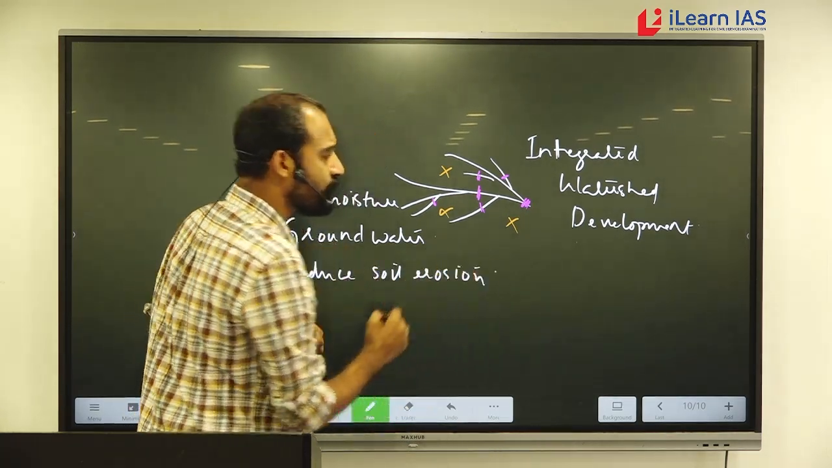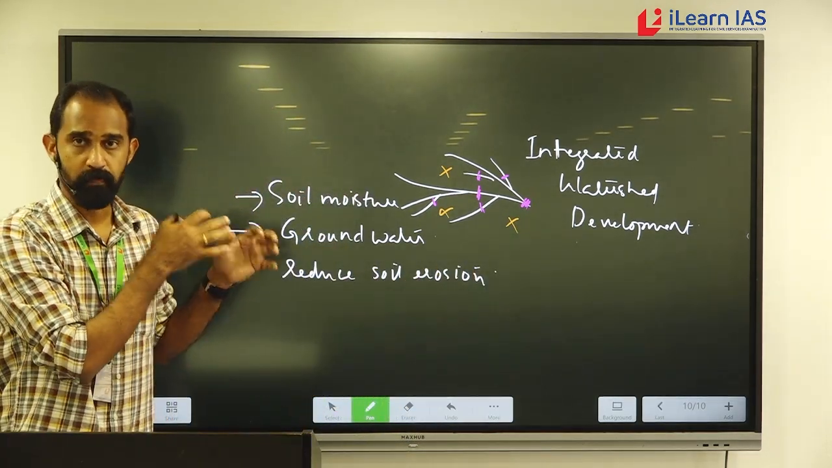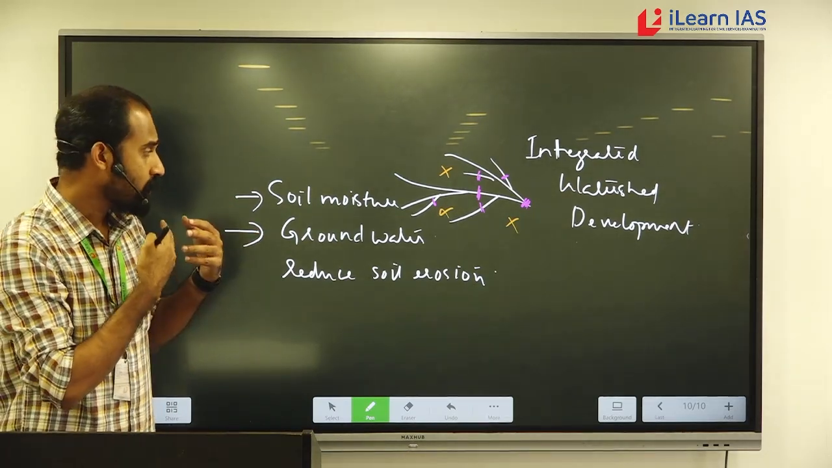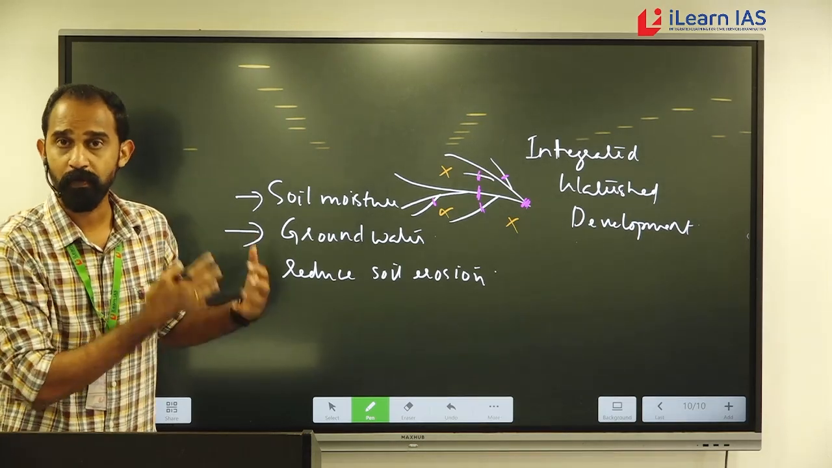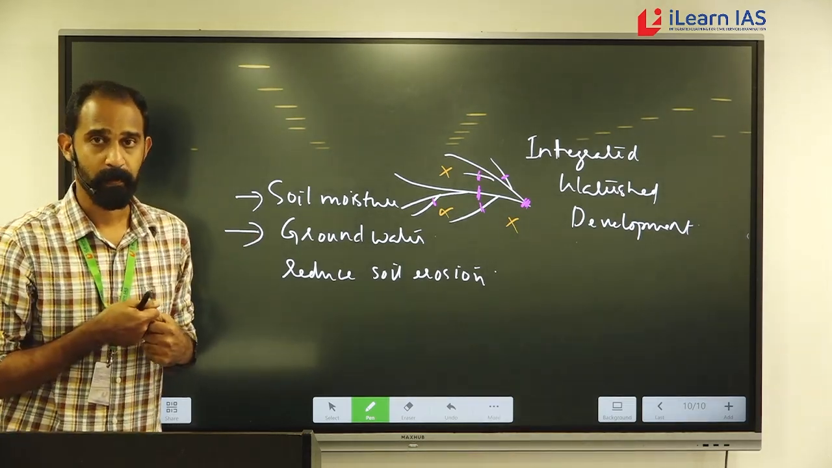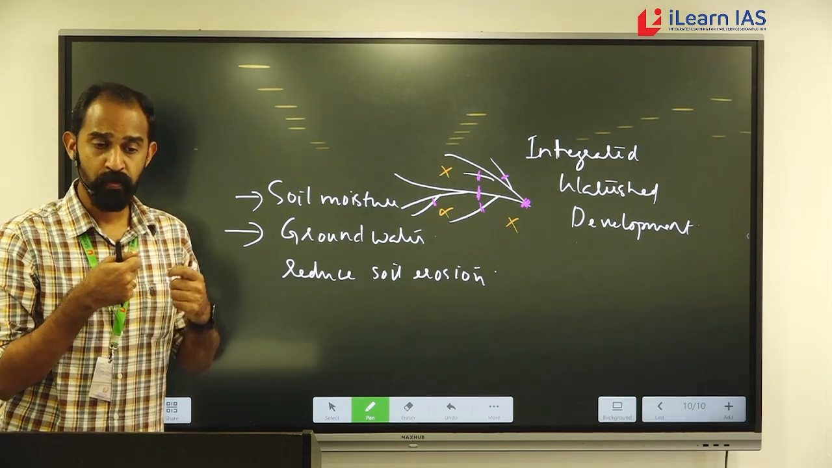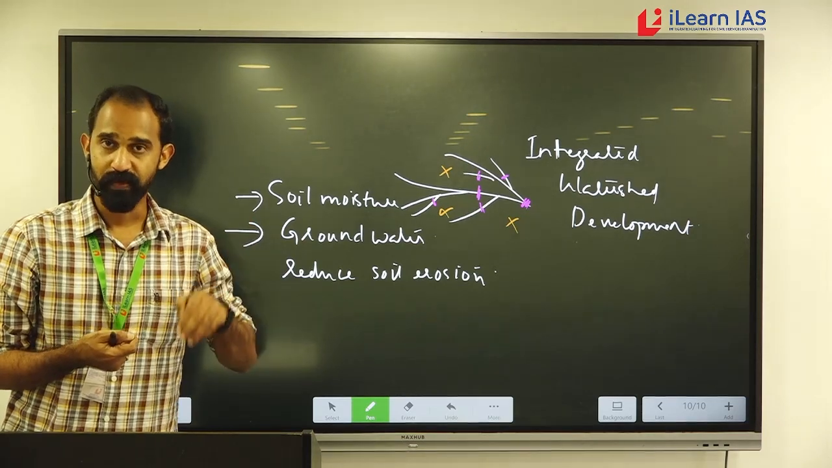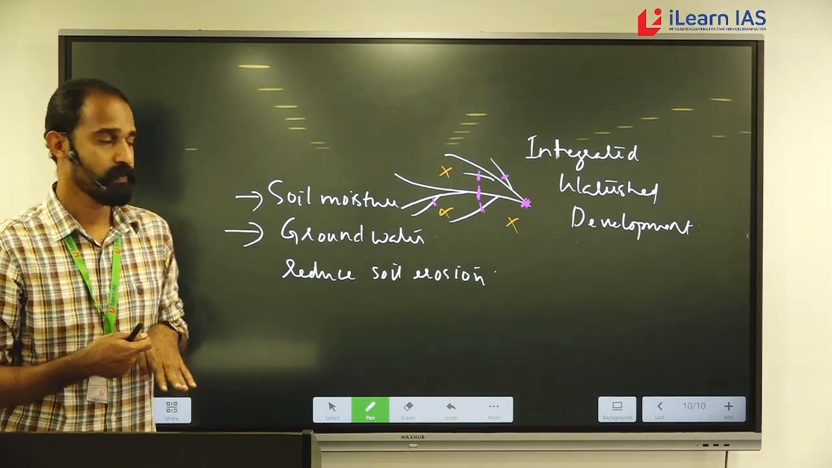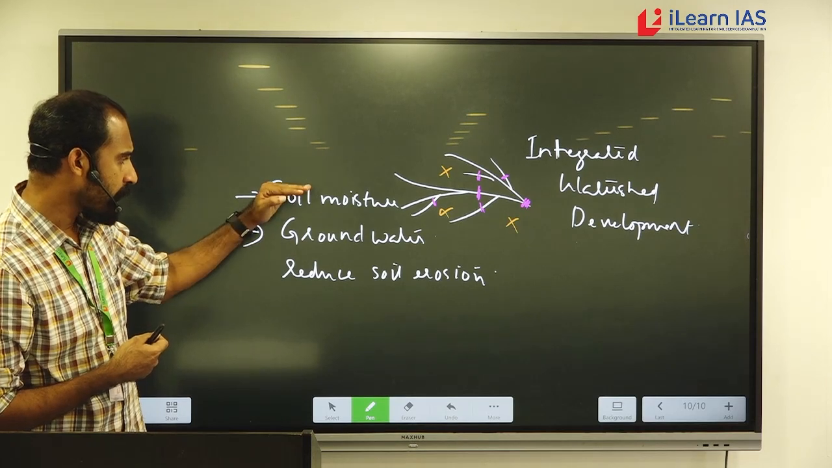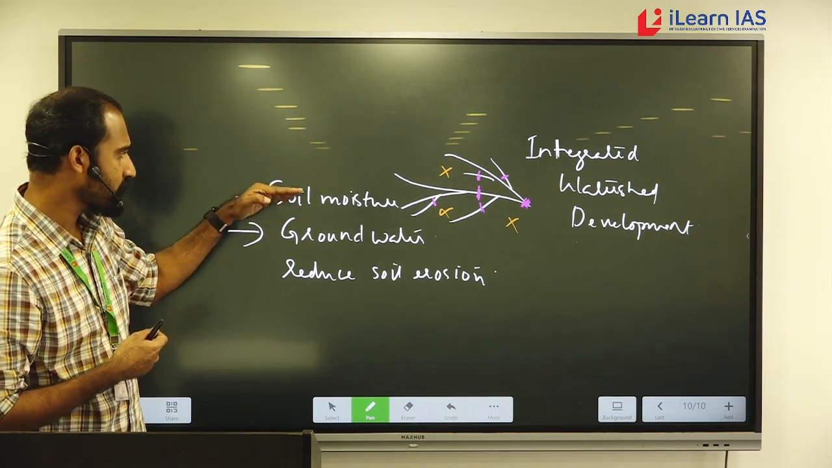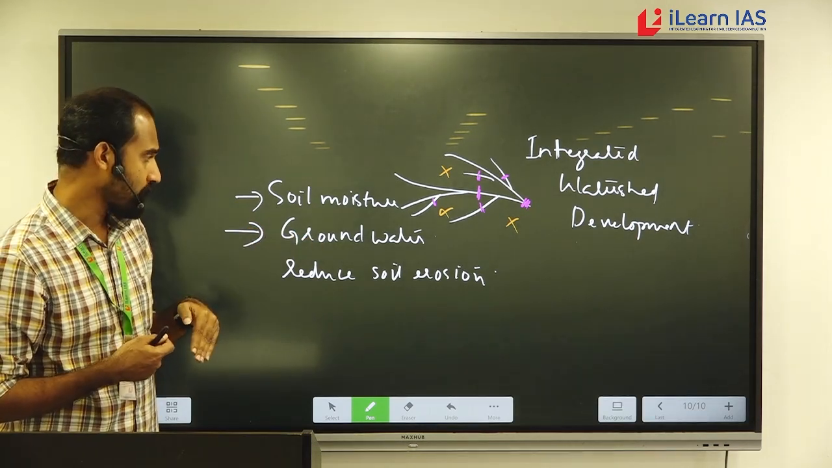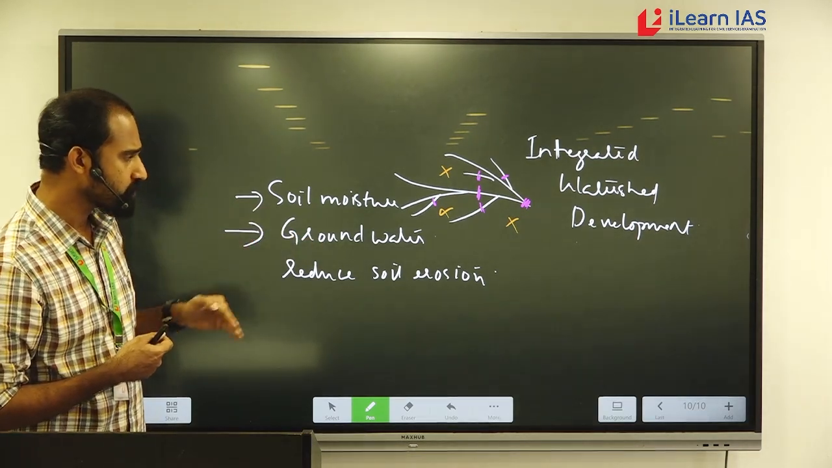Now, soil erosion is very much detrimental for a rural population because soil erosion causes the loss of the topsoil, and topsoil is the most fertile soil. Now, when you lose the top fertile soil, agriculture becomes a little difficult. The yield reduces drastically. So here we are trying to address multiple issues. We are trying to increase the soil moisture, increase the groundwater table, and reduce the soil erosion.